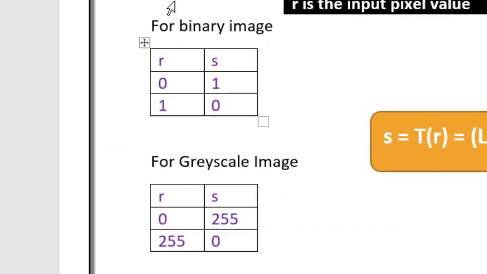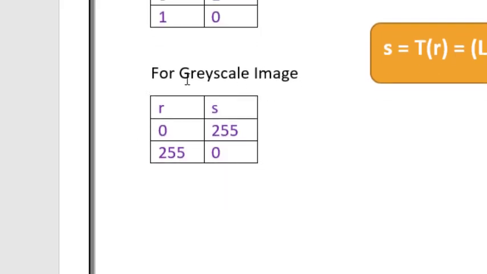For binary images, the image negative converts R into S as follows: if the value of R is 0, that means black, it converts the value into white, that is your 1. If the value is 1, then the value becomes 0. For the grayscale image, that is your 8-bit image, 0 will become 255 and 255 will become 0. That means it converts the image into its negative.